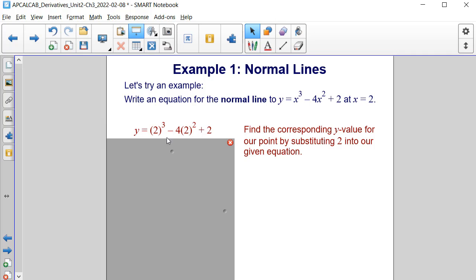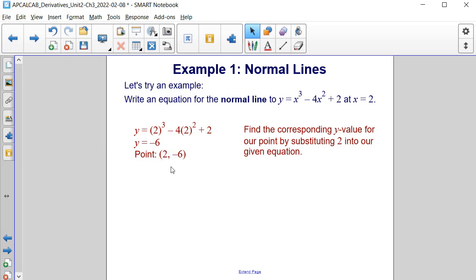and evaluating. So we have 2 to the third minus 4 times 2 squared plus 2, so that'll be 8 minus 16 plus 2, which is negative 6. Therefore, we have the point 2, negative 6, that this function passes through.